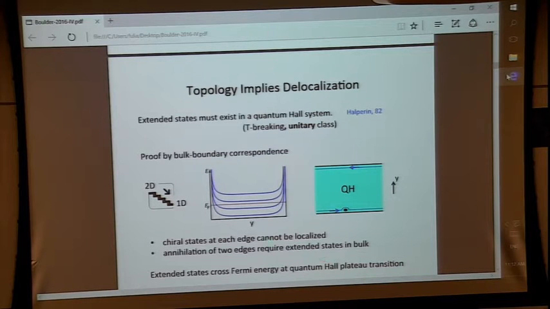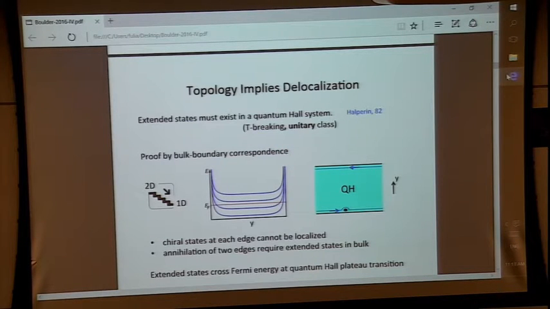So that necessarily requires that at the transition between different quantum Hall states, there have to be extended states in the bulk. So this says that there cannot be states that are all localized from the bottom of the bands all the way to the Fermi energy. Somewhere in the spectrum there has to be extended states, right? So this tells us that the extended states must cross the Fermi energy at the quantum Hall plateau transition. So not all states are localized in 2 dimensions in this time reversal breaking symmetry class.